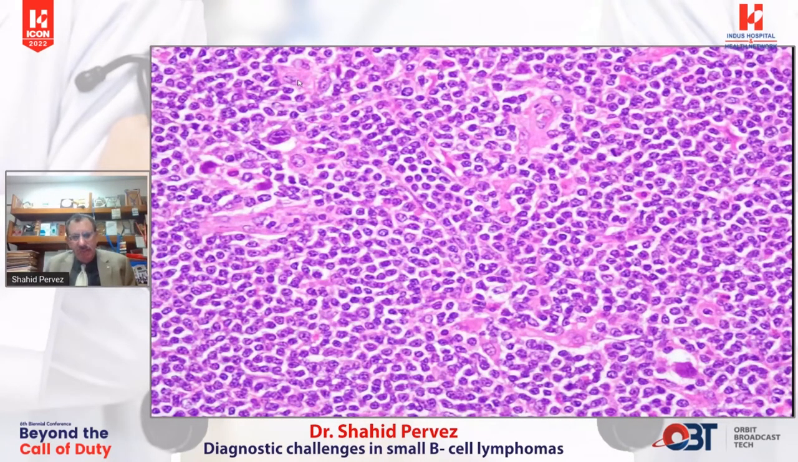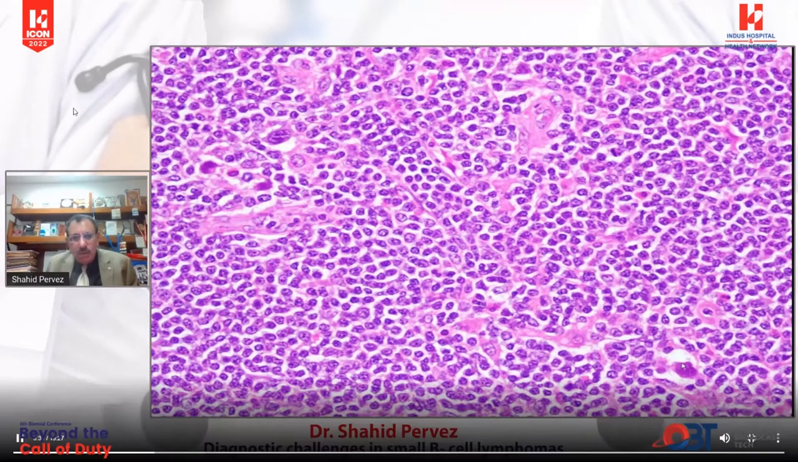So please don't use the endothelial cells as a benchmark, because depending on the interaction of various cytokines, they may sometimes become very large. And here you see these large atypical cells, certainly Hodgkin-like cells.